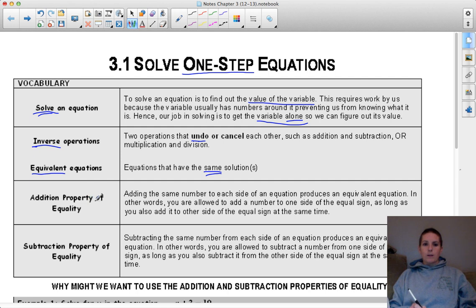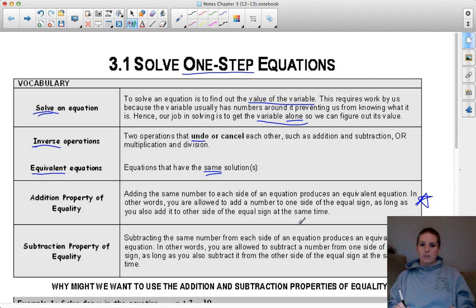The addition property of equality has to do with those inverse operations: adding the same number to each side of an equation produces an equivalent equation. In other words, you are allowed to add a number to one side of the equal sign as long as you also add it to the other side of the equal sign at the same time. Great few sentences to explain this. Remember, whatever you do to one side, you always have to do to the other. Do it on the left, you have to do it on the right.